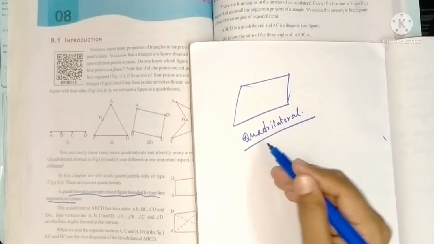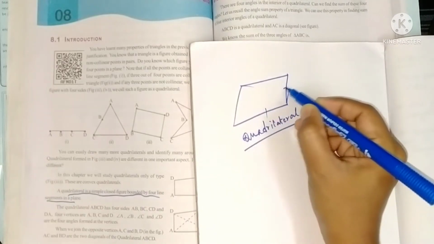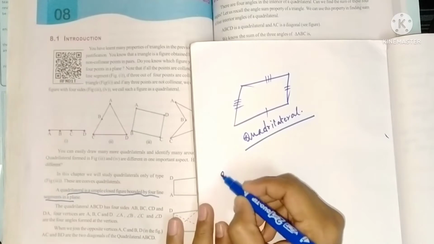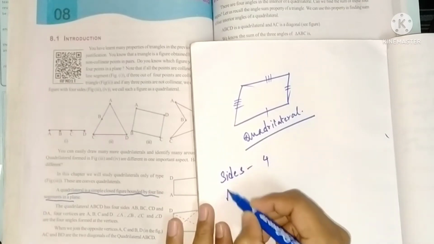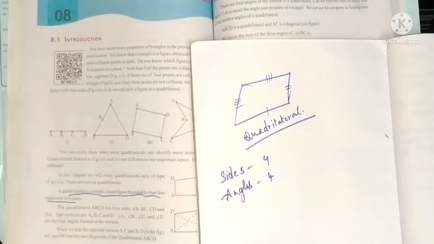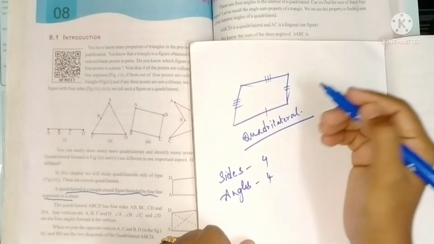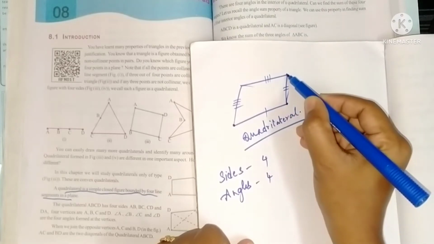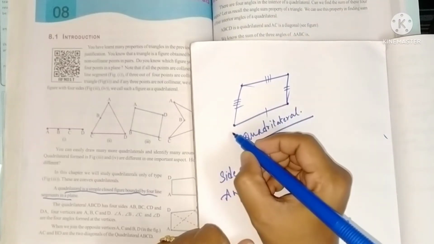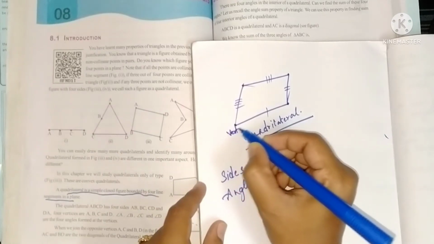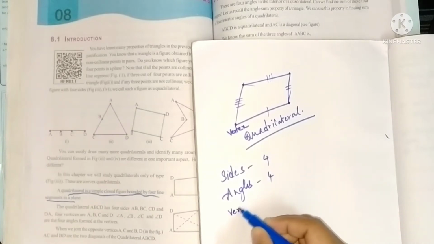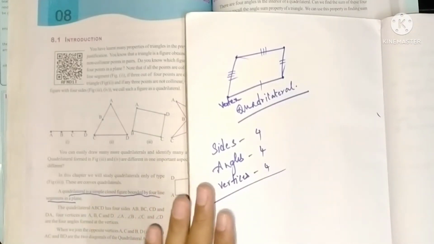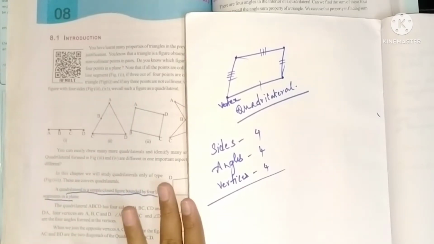A quadrilateral has how many sides? Four sides: 1, 2, 3 and 4. And how many angles does a quadrilateral have? Four angles. The points where the sides join are called vertices. Singular is vertex, and plural is vertices. How many vertices does a quadrilateral have? Four. So a quadrilateral means four sides, four angles, four vertices.